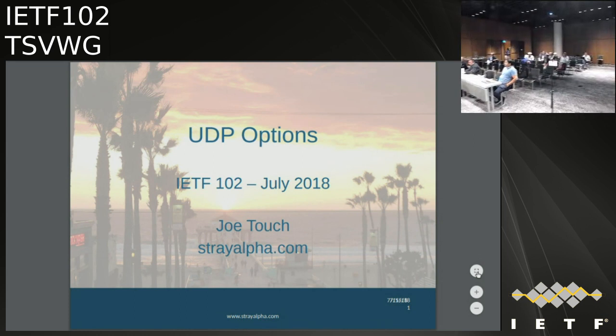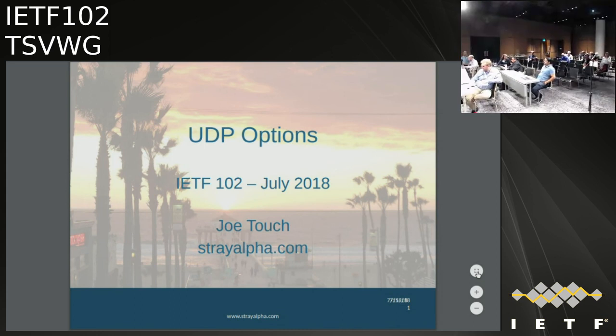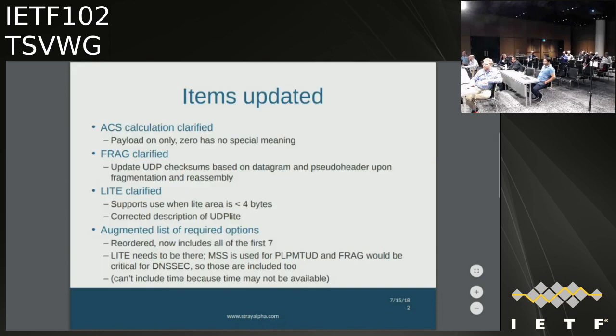Okay. This is a summary of the state of UDP options. Next slide, please. Okay, so a bunch of items were updated. I really appreciate everybody's input into this document, and it was the only way to find all these bugs. Tried my best in the last pass to catch most of them. The ACS calculation was buggy, and it should be fixed at this point. It's on the payload only, and 0 has no special meaning.